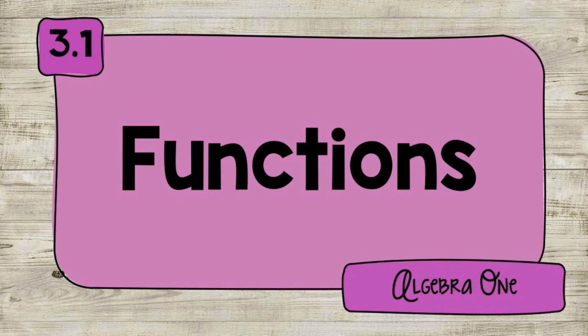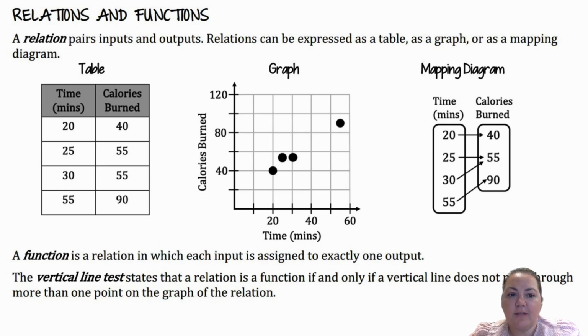In this video, we're going to learn about functions. All right, relations and functions. A relation pairs inputs and outputs. Relations can be expressed as a table, a graph, or a mapping diagram. A function is a relation in which each input is assigned to exactly one output.